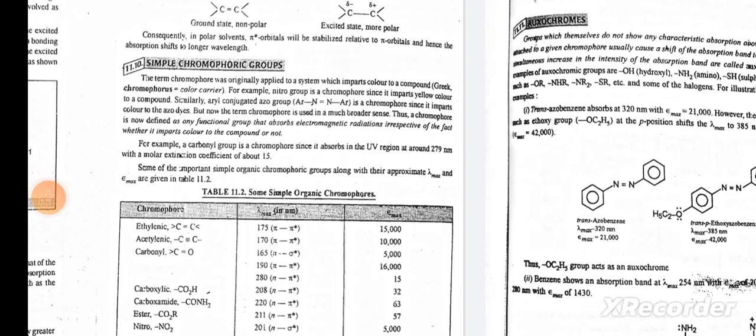The term chromophore was originally applied to a system which imparts color to a compound, from the Greek chromophorus, color carrier. For example, the nitro group is a chromophore since it imparts yellow color to a compound. Similarly, the aryl conjugated azo group is a chromophore since it imparts color to the azo dyes. But now the term chromophore is used in a much broader sense. Thus, a chromophore is now defined as any functional group that absorbs electromagnetic radiation irrespective of whether it imparts color to the compound or not.